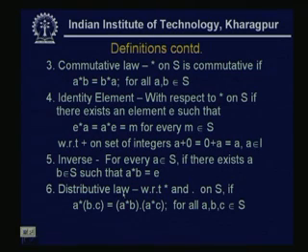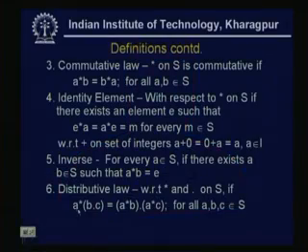Another rule is the distributive law. For the distributive law, we take two operators together, say star as well as dot on S. Now, if A star (B dot C) equals (A star B) dot (A star C) for all A, B, C belonging to S, then we say the distributive law holds with respect to the two operators star and dot on the set S.